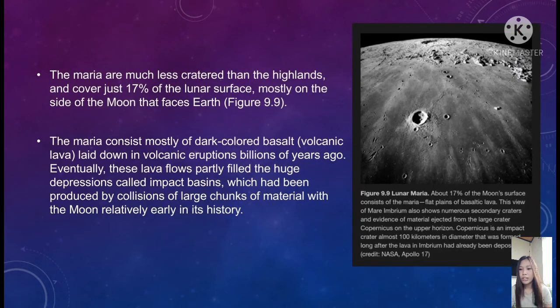The Maria are much less cratered than the highlands and cover just 17% of the lunar surface, mostly on the side of the moon that faces Earth, as you can see in figure 9.9. Today, we know that the Maria consist mostly of dark-colored basalt, or volcanic lava laid down in volcanic eruptions billions of years ago. Eventually, these lava flows partly filled in the huge depressions called impact basins, which had been produced by collisions of large chunks of material with the moon relatively early in its history.